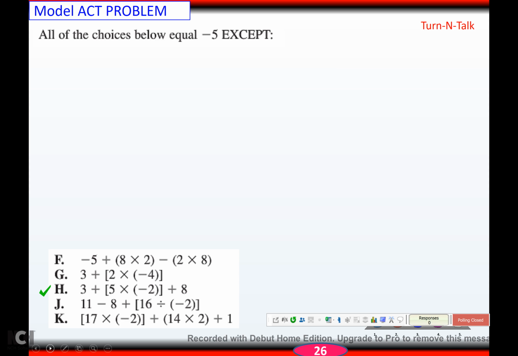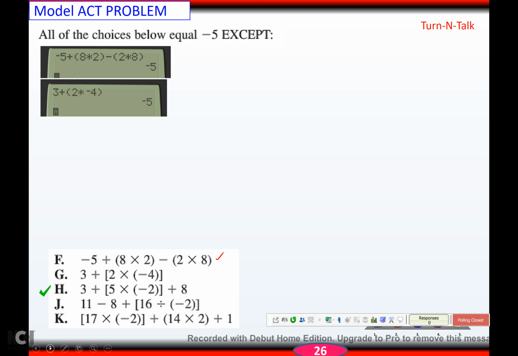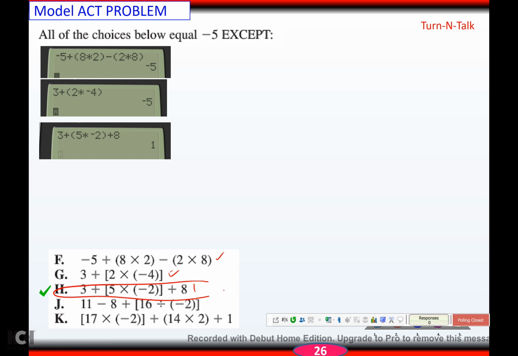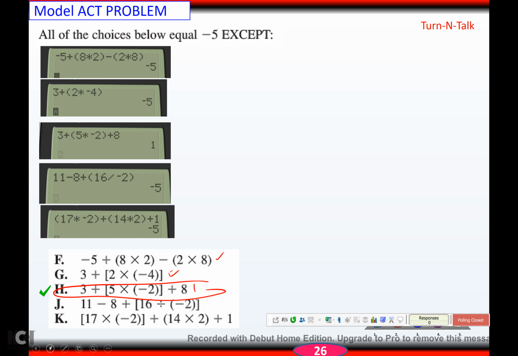Okay, it says all of the choices below equal -5 except. Well, if you type them all in, the first one is -5. Yep. The second one is -5. Yep. The third one is 1. So that's the one that does not equal -5. I mean, I can type the rest of them just to be sure, but they're all -5 except for that one.